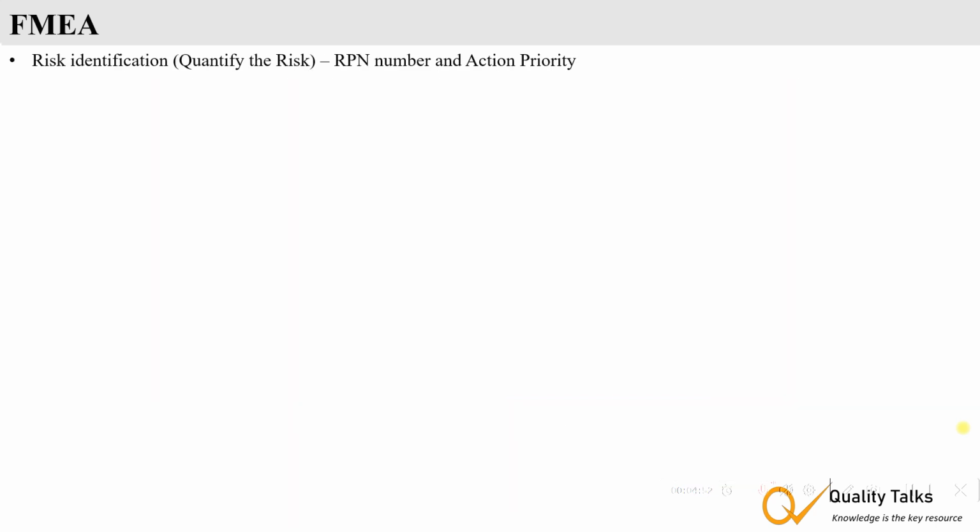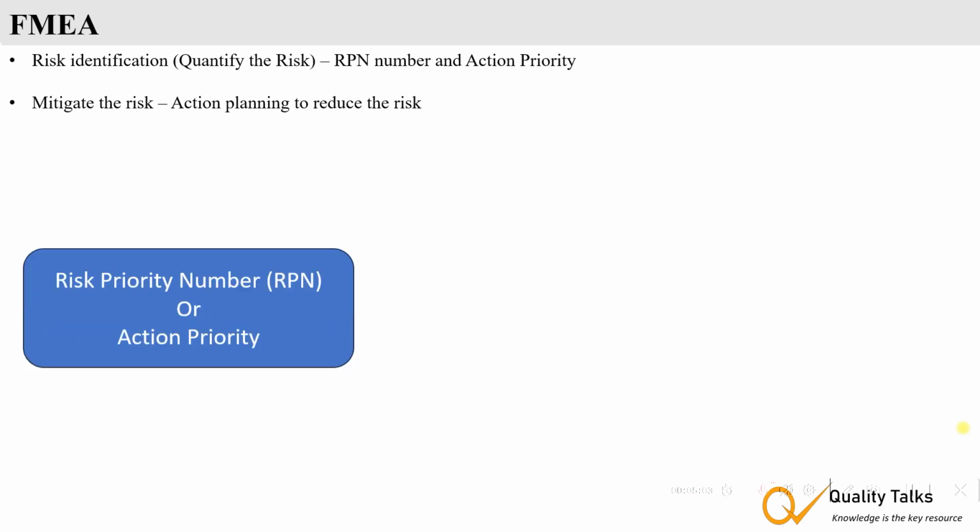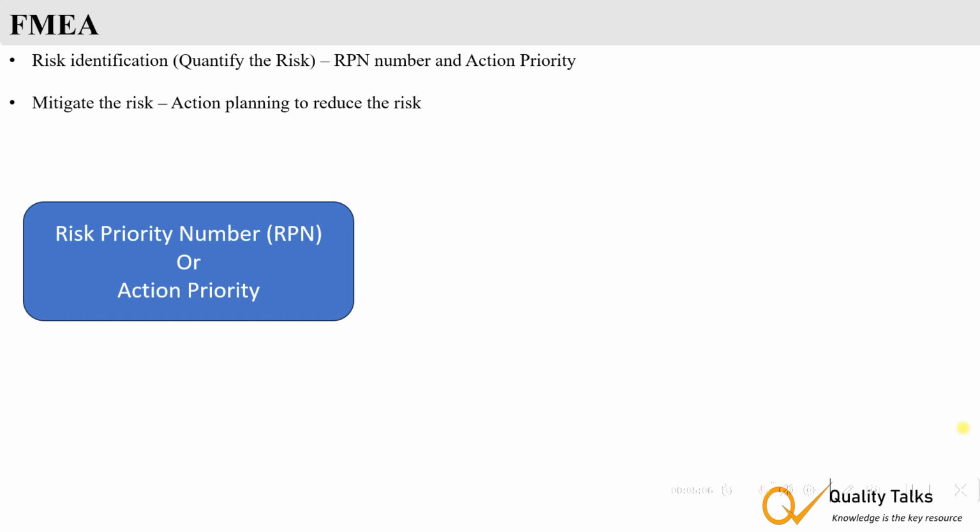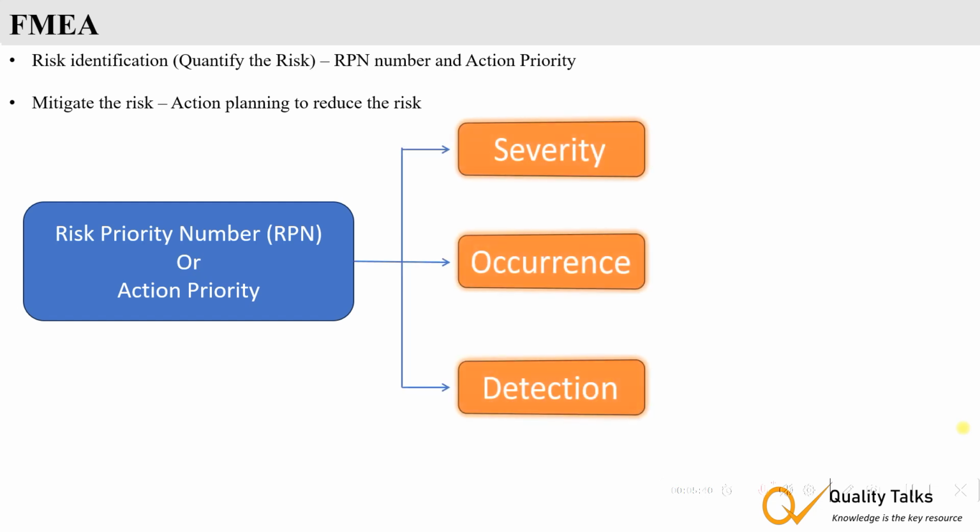As we discussed, FMEA is a tool for risk identification and risk mitigation. For risk identification, a risk priority number, RPN, is calculated or action priority is identified. So FMEA helps to quantify the risk. Through risk priority number or action priority, the risk is quantified. Risk mitigation is done by taking action to reduce the risk. RPN or action priority is calculated using three quantifiable parameters: severity, occurrence, and detection.